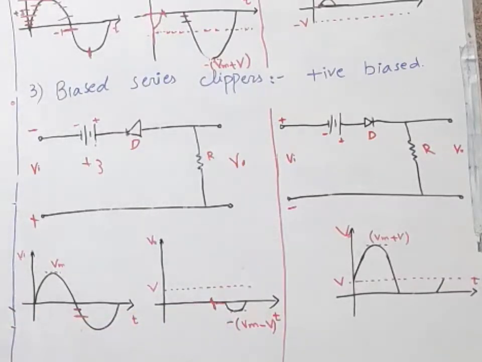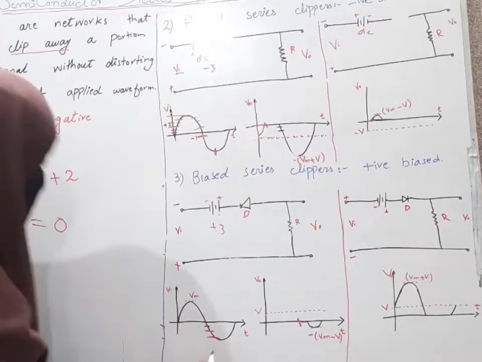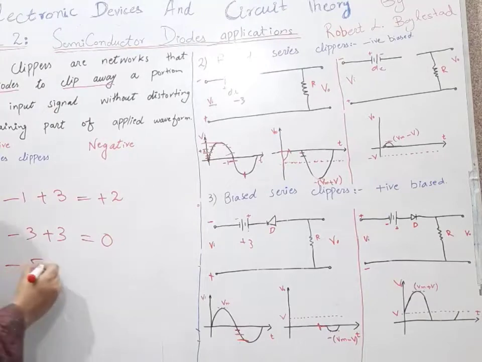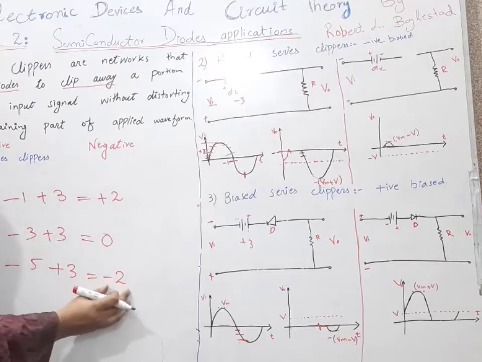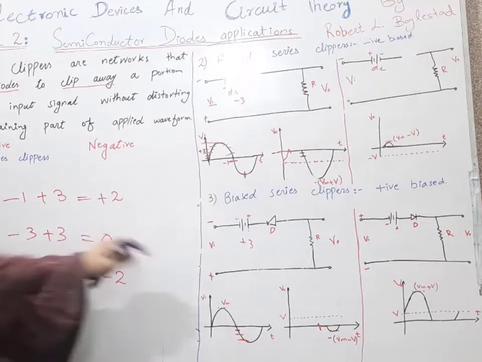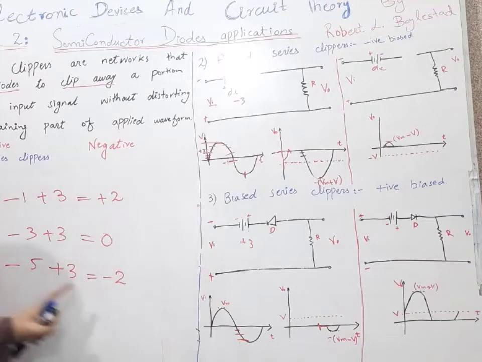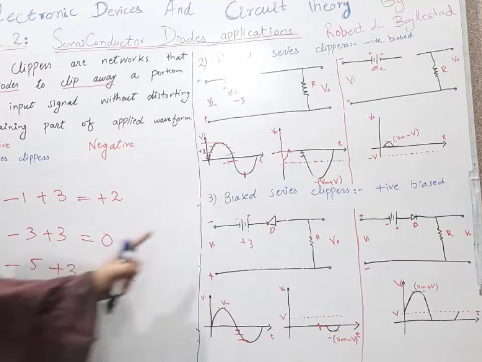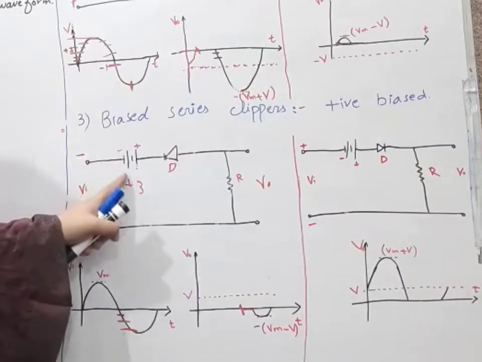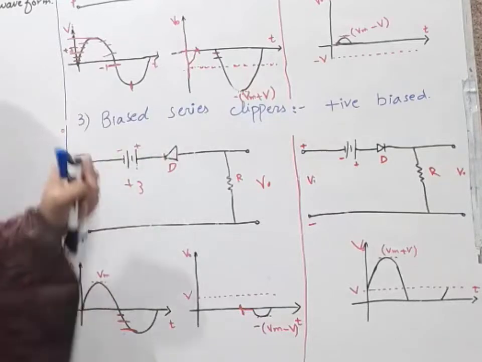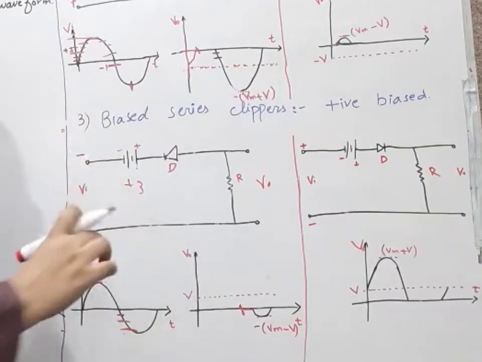And for the -5 potential, I am choosing the number randomly. For a -5 input waveform, our battery is at +3, so we will have -2. So it means that our input waveform is winning here. Our input waveform is trying to make this diode forward biased, but the battery is trying to make this diode reverse biased, and our input waveform is winning here.